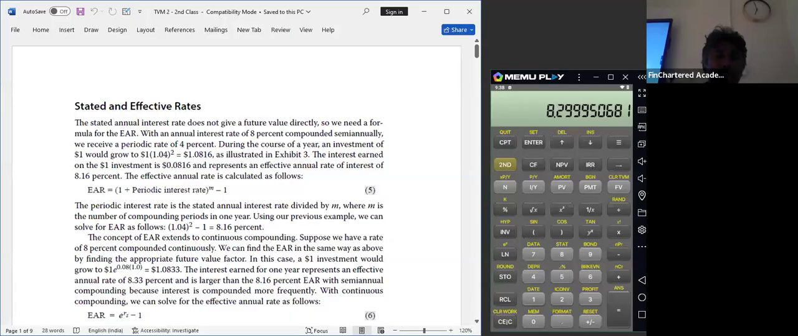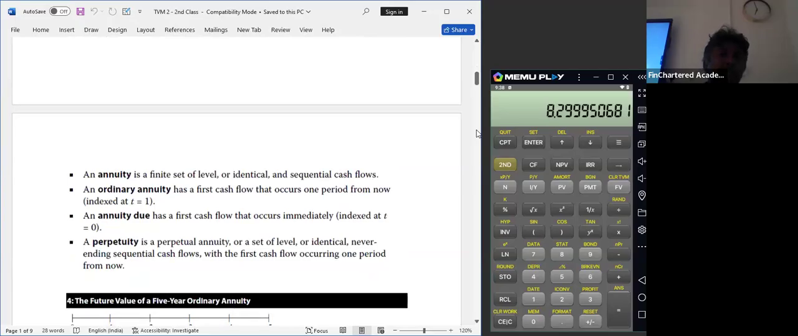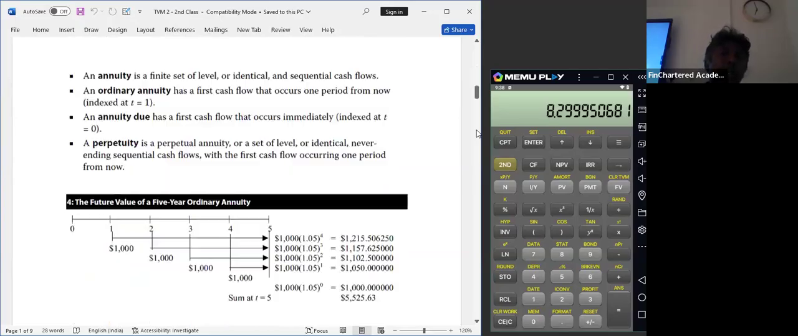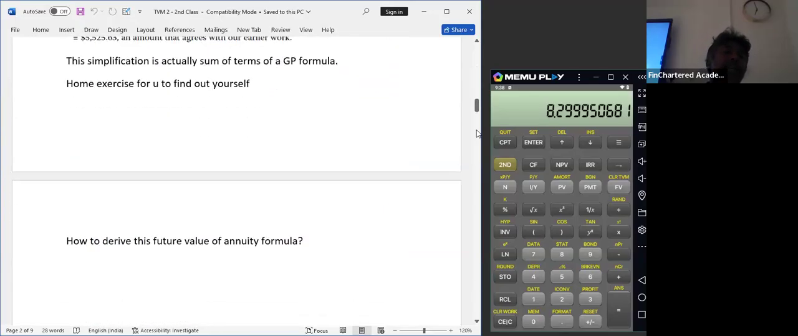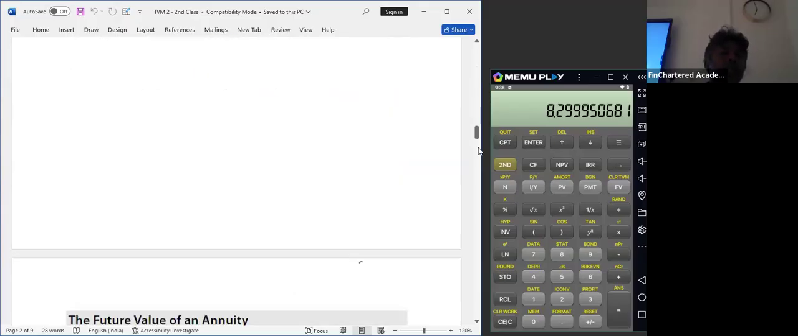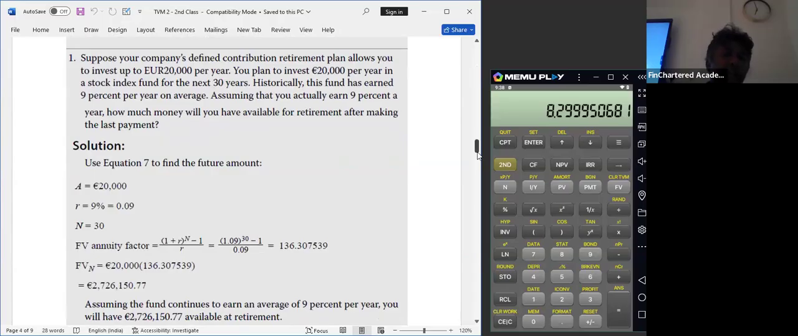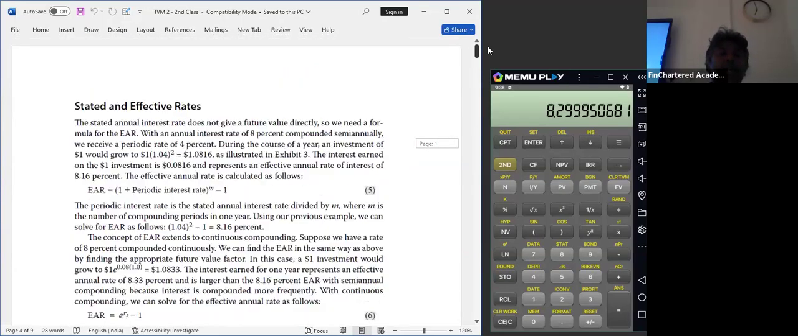Okay, the second class of TVM. After the break, we are going to be dealing with effective annual rates again. That is one part, and the major part is going to be annuities, ordinary annuity, and then how to do annuity due, all those kinds of things. We'll be dealing with a few more questions on annuities, just after we come back from the break.